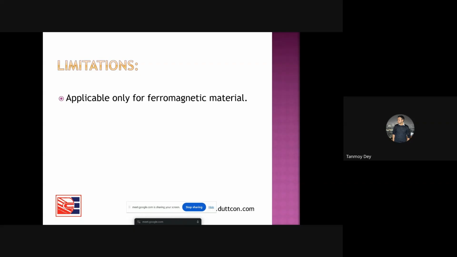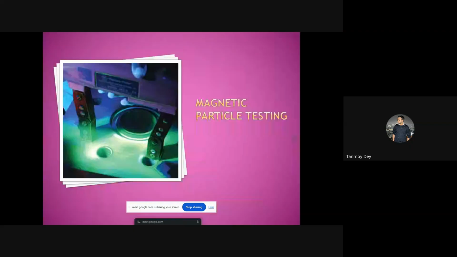I have already told you, the name itself suggests this is only applicable for ferromagnetic material.